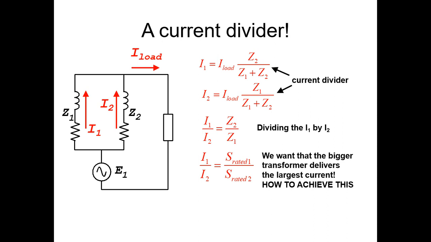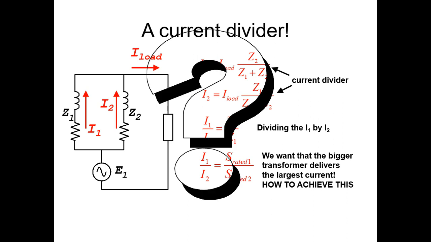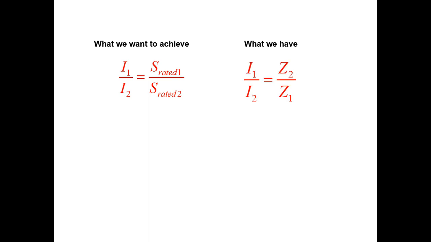One thing is what we have. I1 over I2 is Z2 over Z1. And another is what we want. We want that the two currents are related as the power ratings of the two transformers. Let's see how we achieve that. How do we achieve that? We want to achieve this, I've said, right? But what we have is that they split according to the impedances. Let's go from what we have to what we want. This is what we have.